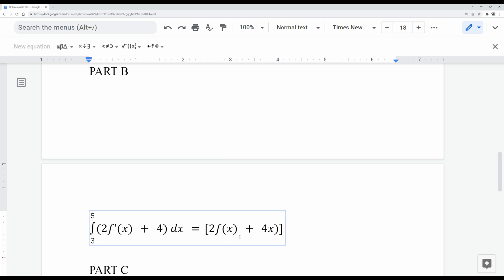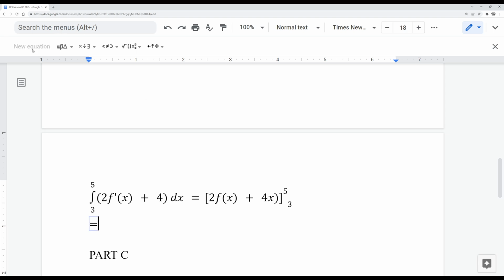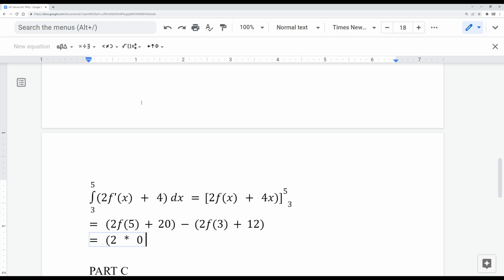And then evaluate it from 3 to 5, which just equals, if I can get this right, the fundamental theorem on all sides. We're using the first part now, so 2 f of 5 plus 20, because you plug in the 5, minus 2 f of 3 plus 12, and that just equals 2 times 0 plus 20 minus 2 f of 3.